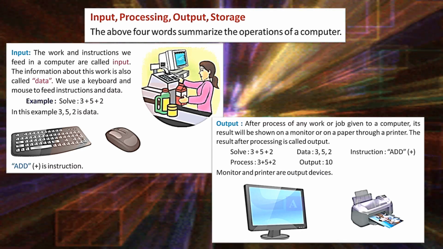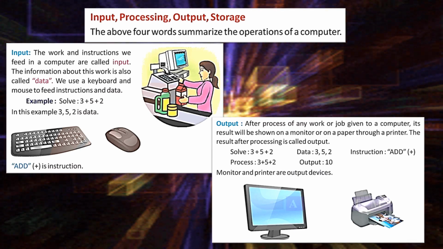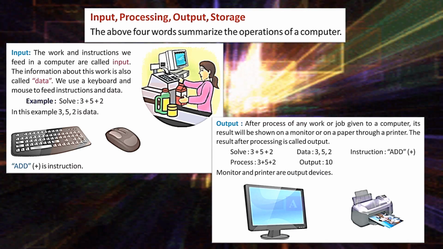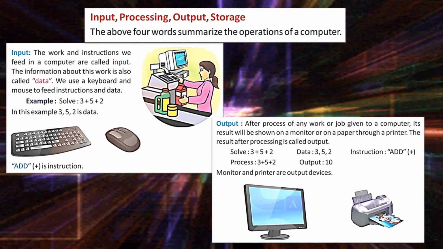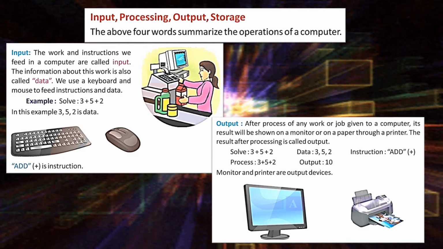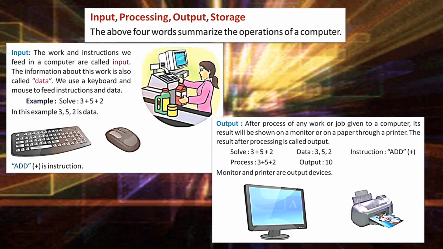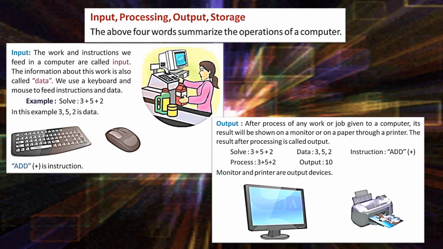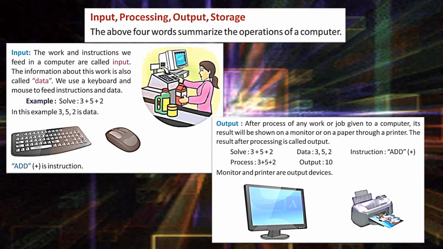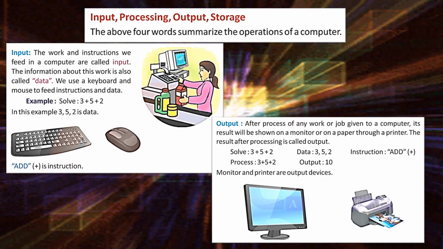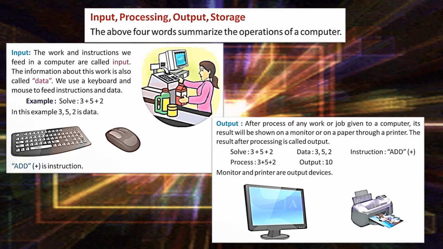After processing of any work or job given to a computer, its result will be shown on the monitor or on a paper through a printer. The result after processing is called output. Again, solving 3 plus 5 plus 2. If the data is 3, 5, 2, the instruction is adding. So the process is done by the computer and the output on your monitor says 10. So monitor and printer are output devices.